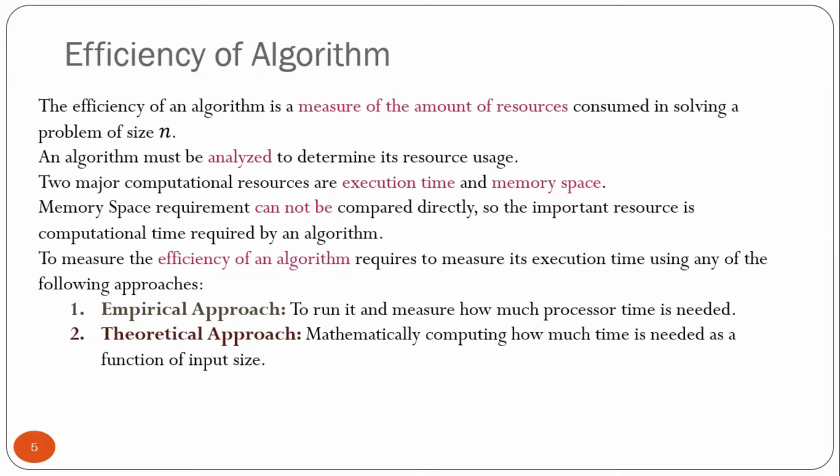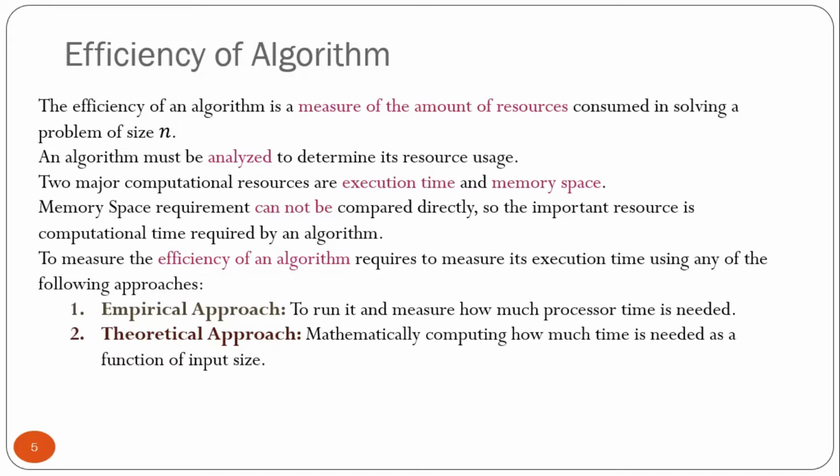So we have two approaches. One is called the empirical approach, another is called the theoretical approach. The empirical approach is used when you have converted your algorithm into a program and you are running that program on the computing environment, that is, with the hardware, the software and also the operating system. So a computing environment is required to run your program in the empirical approach. Then it will calculate how much processor time is being used by your program to get executed.